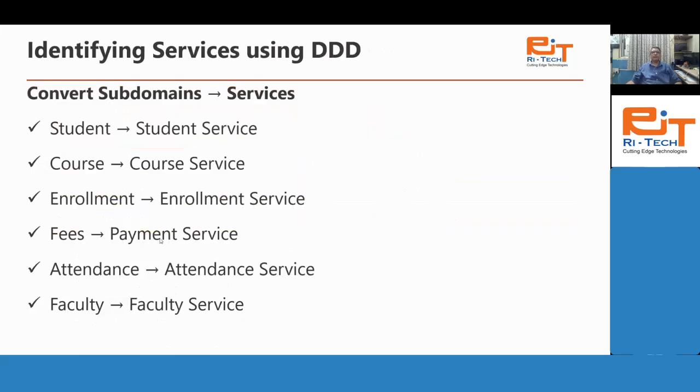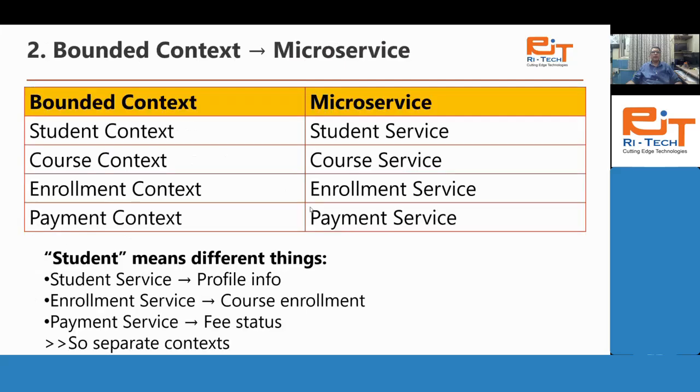Now, next thing that we'll do is we define the bounded context. So we'll create a separate context for every service. So student service will have the student context, course service will have the course context, enrollment service will have the enrollment context, and payment service will have the payment context of that.